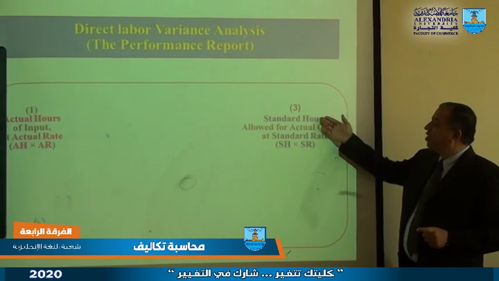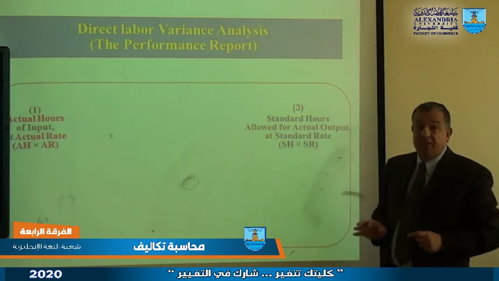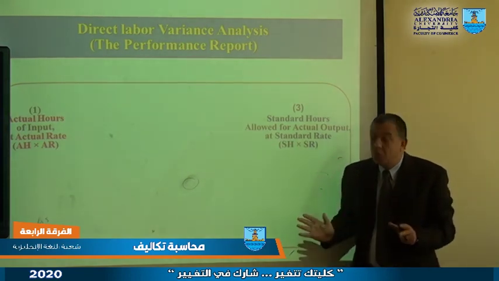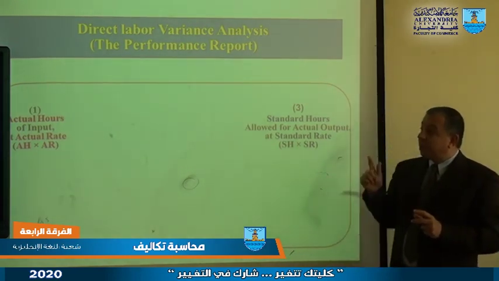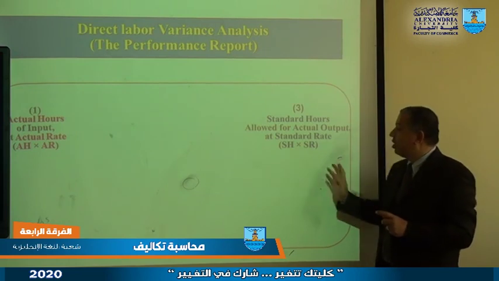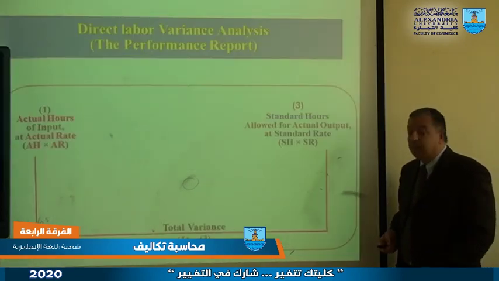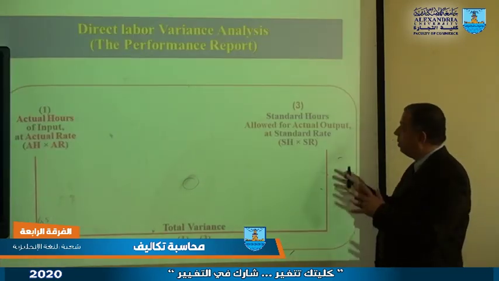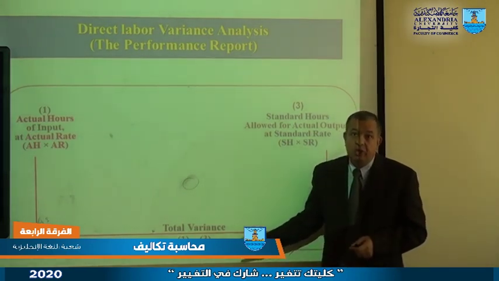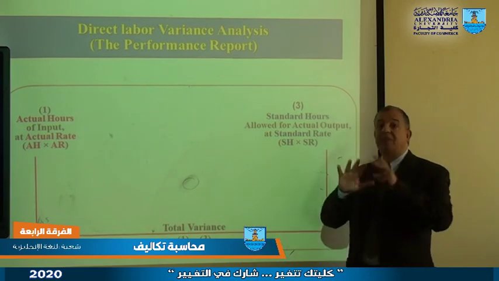What should be? We say standard hours. Standard hours times standard rate. Again, in the first part, pure actual: actual hours, actual rate. In the last part, pure standard: standard hours and standard rate. If I compare the first and the third, I mean the actual cost and the standard cost, I will get the total variance. Again, the total variance. My problem is how to analyze the total variance of direct labor.